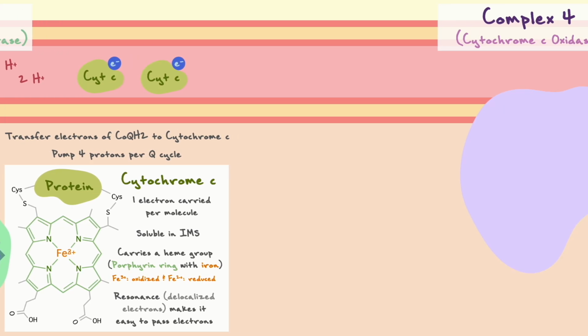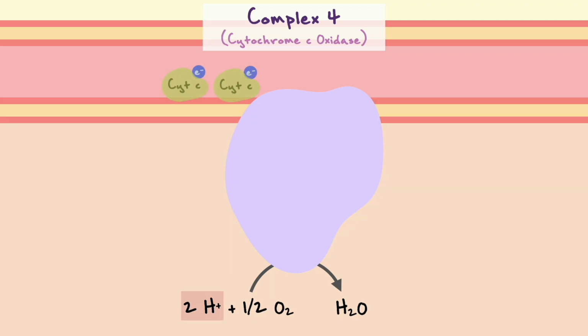Finally, we reach the last complex, complex 4, which is also called cytochrome C oxidase. Based on what we covered during complex 1, 2, and now 3, what happens in this complex should be a little more straightforward to understand. For this complex, one of the main events that happens is the reduction of oxygen to water. For this to happen, we need electrons and protons. The protons will be supplied from the mitochondrial matrix, and the electrons will come from the cytochrome C molecules we have produced in the previous complex.